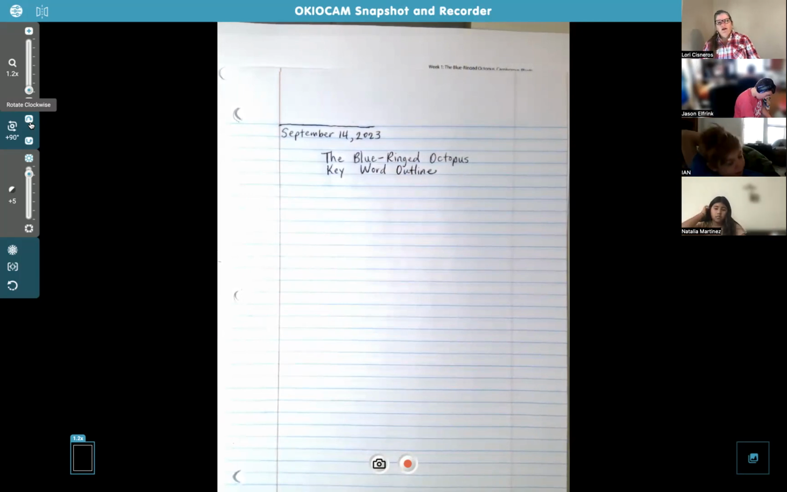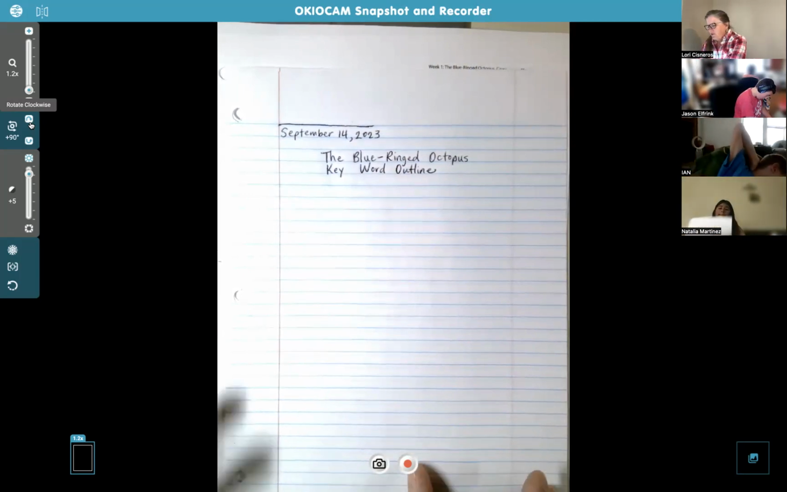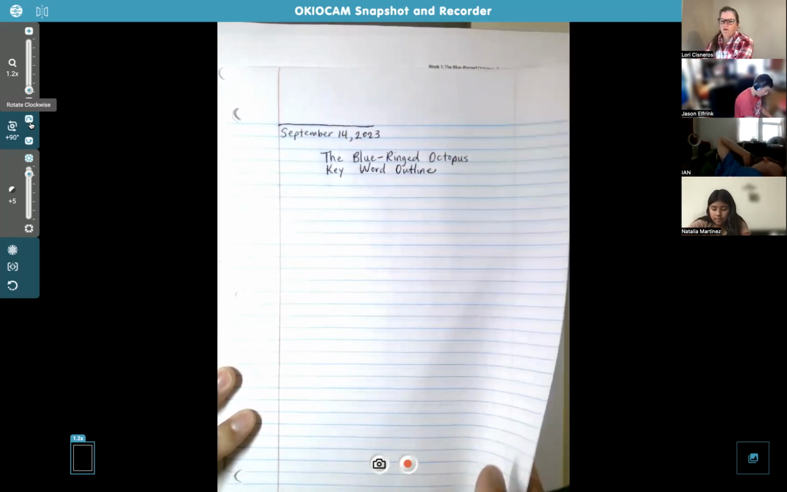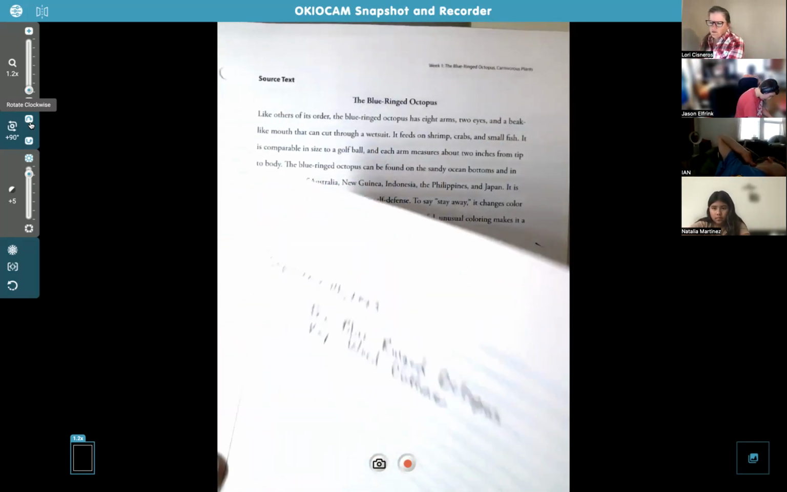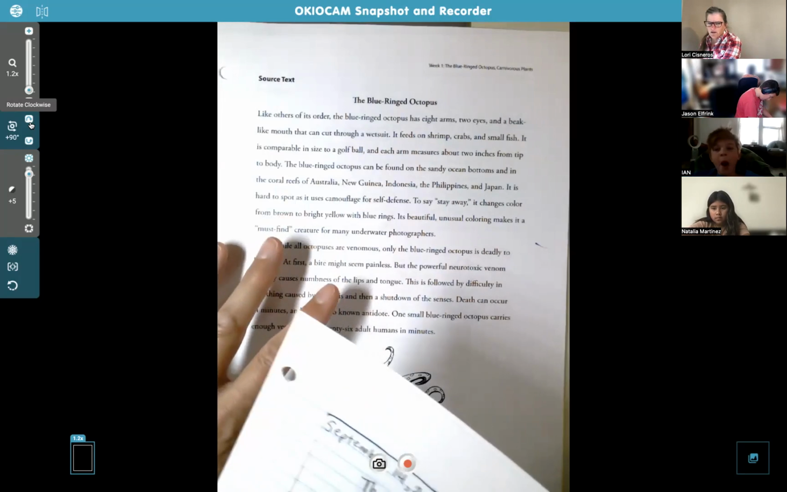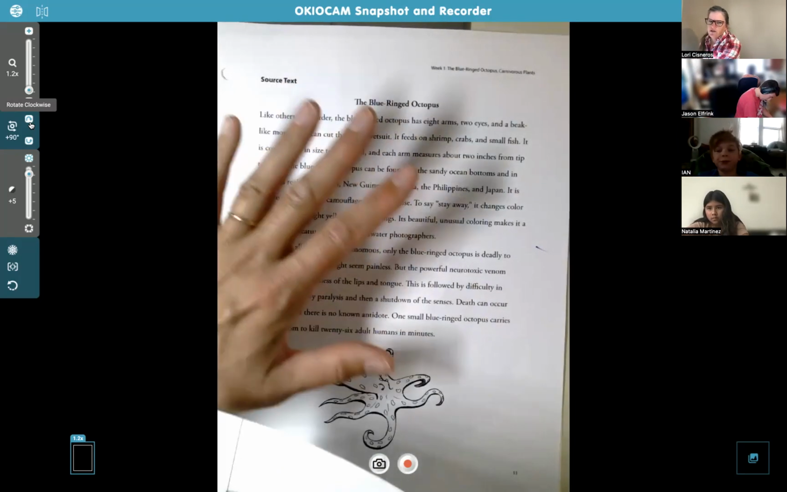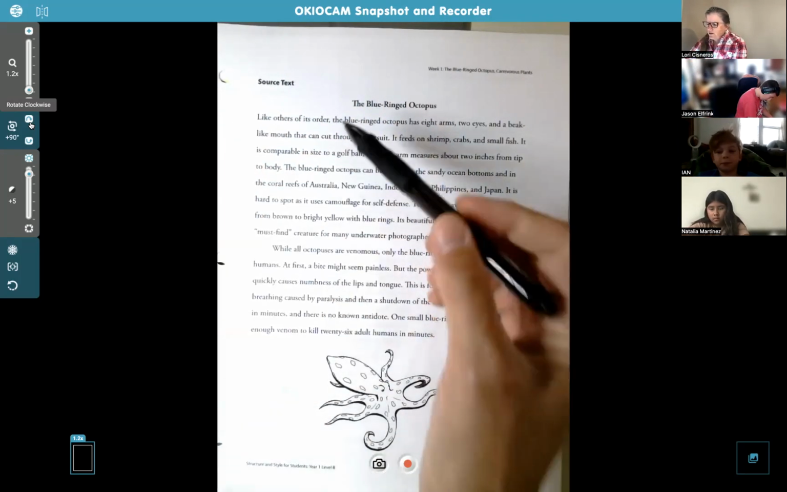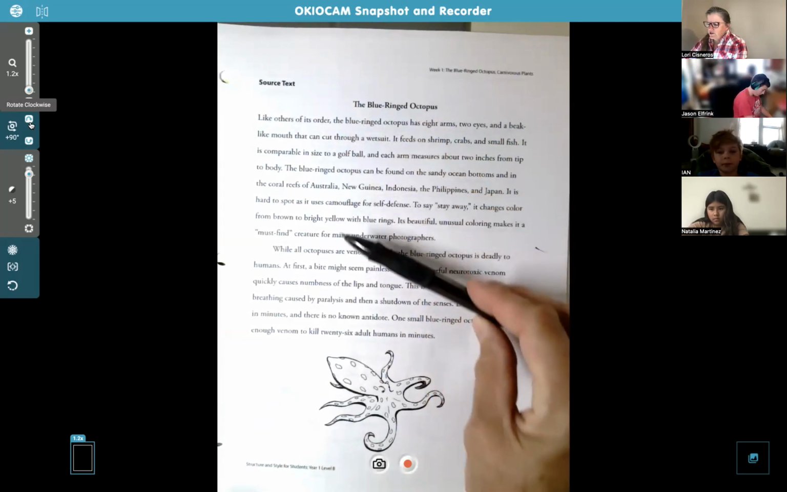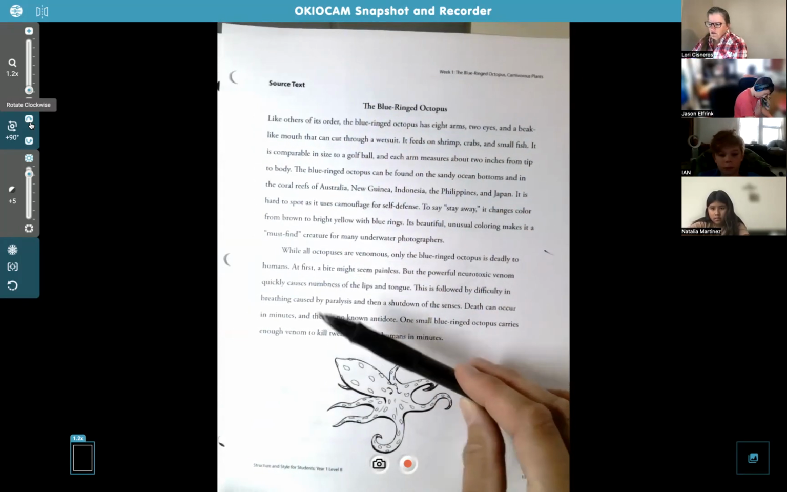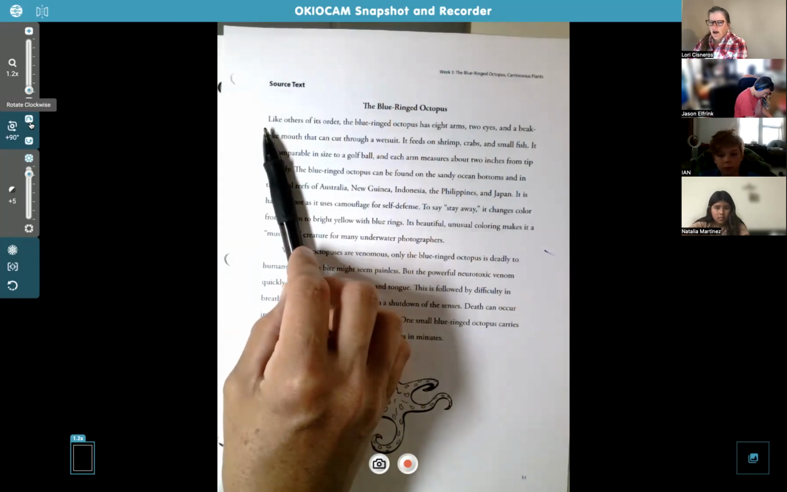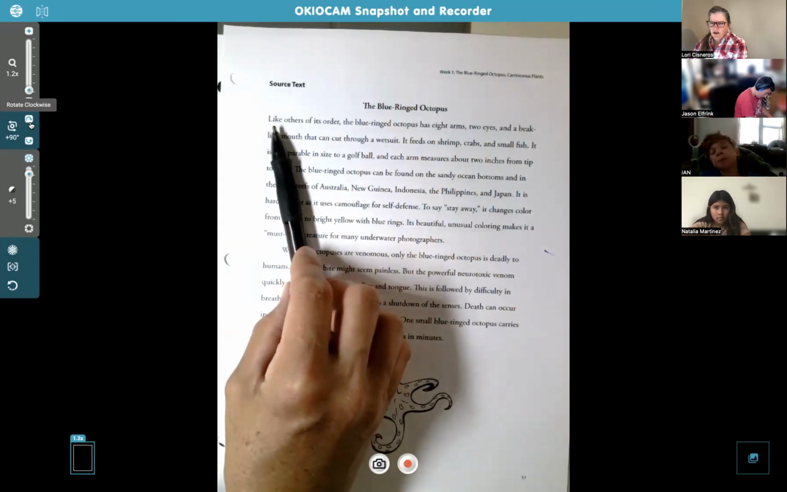All right, we already read about the blue-ringed octopus, and you're going to keep it right next to your notes we're working on here so that they're together. I'm going to have to put them on top of each other so you can see both. But notice this article has 2 paragraphs.